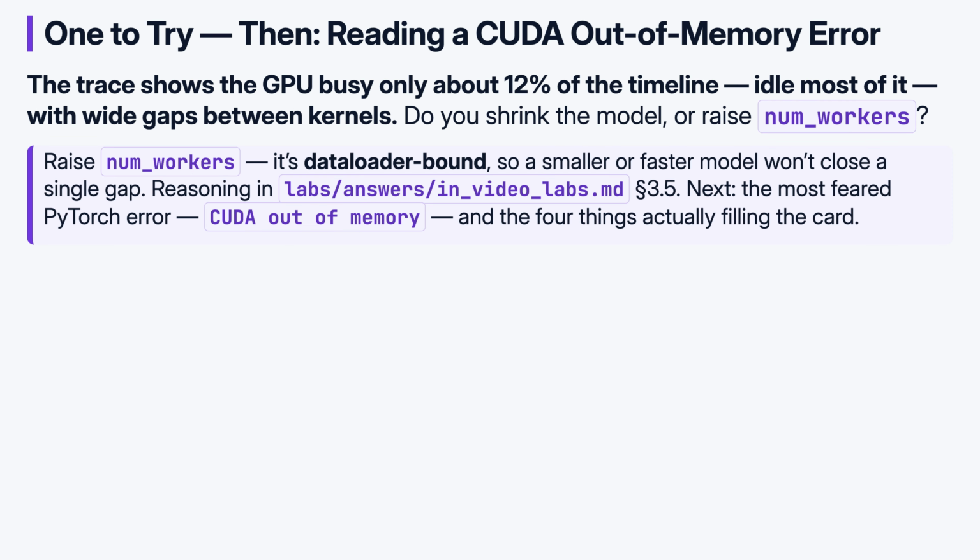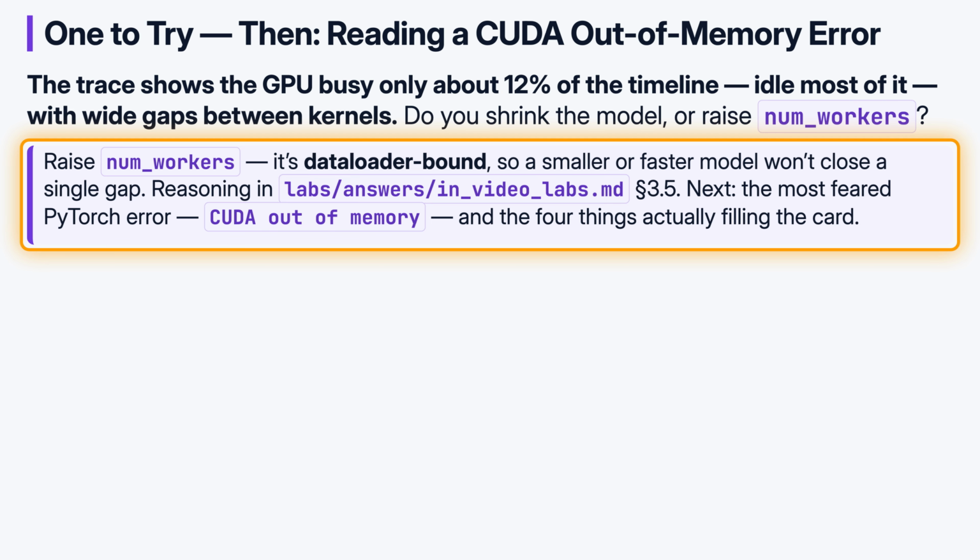One to try. The trace shows the GPU busy only about 12% of the timeline. It is idle most of it, with wide gaps between kernels. Do you shrink the model or raise numWorkers? Raise numWorkers. The run is Dataloader-Bound, so a smaller or faster model won't close a single gap. The reasoning is in the answers file, section 3.5.